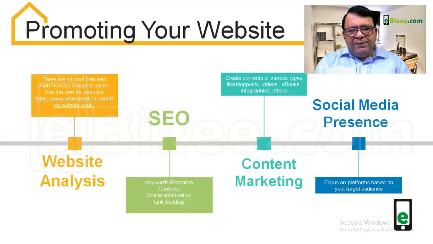Then the third step is content marketing. In content marketing, you have to create content of various types like blog posts, videos, ebooks, infographics, and various other methods wherein you bring traffic to your website and draw the attention of audiences towards your products and services. And the next step is your social media presence.